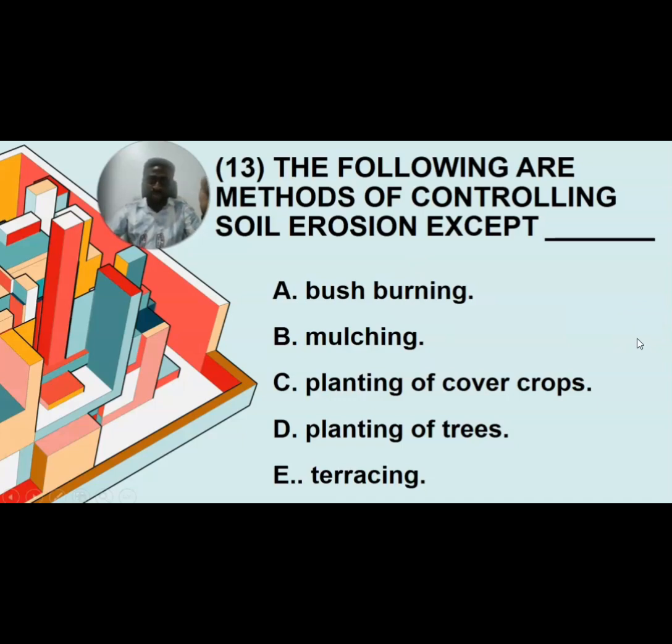A, bush burning. B, mulching. C, planting of cover crops. D, planting of trees. E, terracing. Of course, I know you can sort the odd one out. The odd one out is A, bush burning.